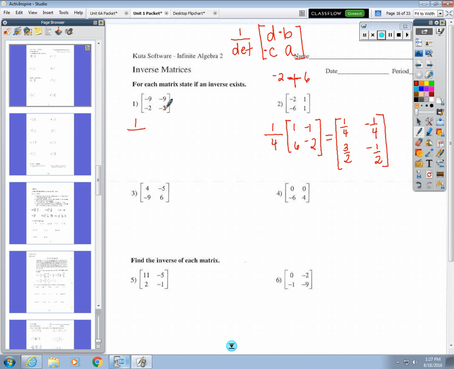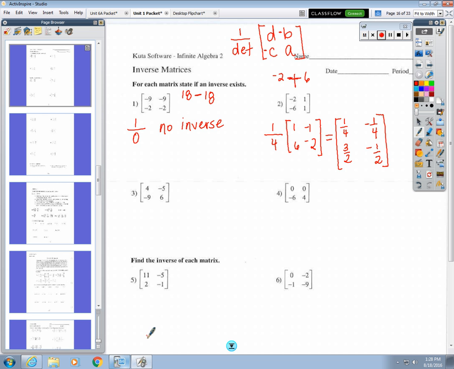Well, negative 9 times negative 2 is 18. And then minus negative 9 times negative 2 is, so what's the determinant? 0. So you're not going to be able to find this. It's going to have no inverse because the determinant is 0. You can never divide by 0. It's undefined. So this one has no inverse.